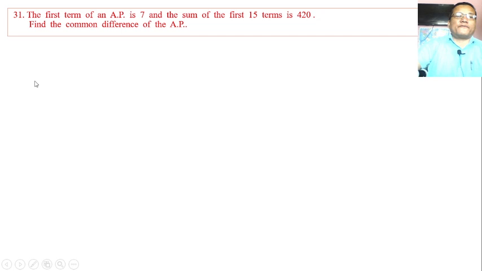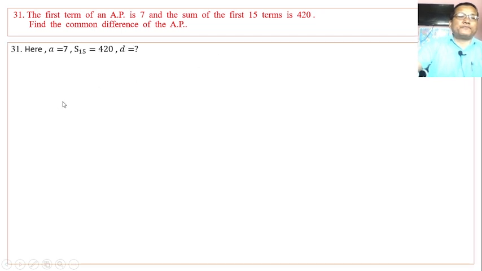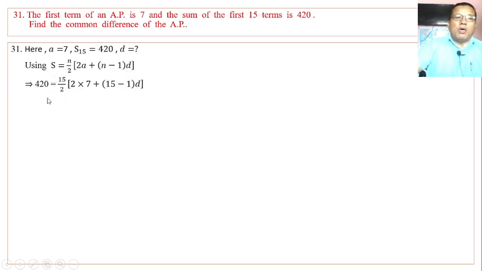Question number 31. The first term of an AP is 7. The sum of the first 15 terms is 420. Find the common difference of the AP. In the AP, the first term is 7 and the sum of the first 15 terms is 420. We need to find the common difference. A is 7, S15 is 420. Using this formula, we put in the value of S as 420.